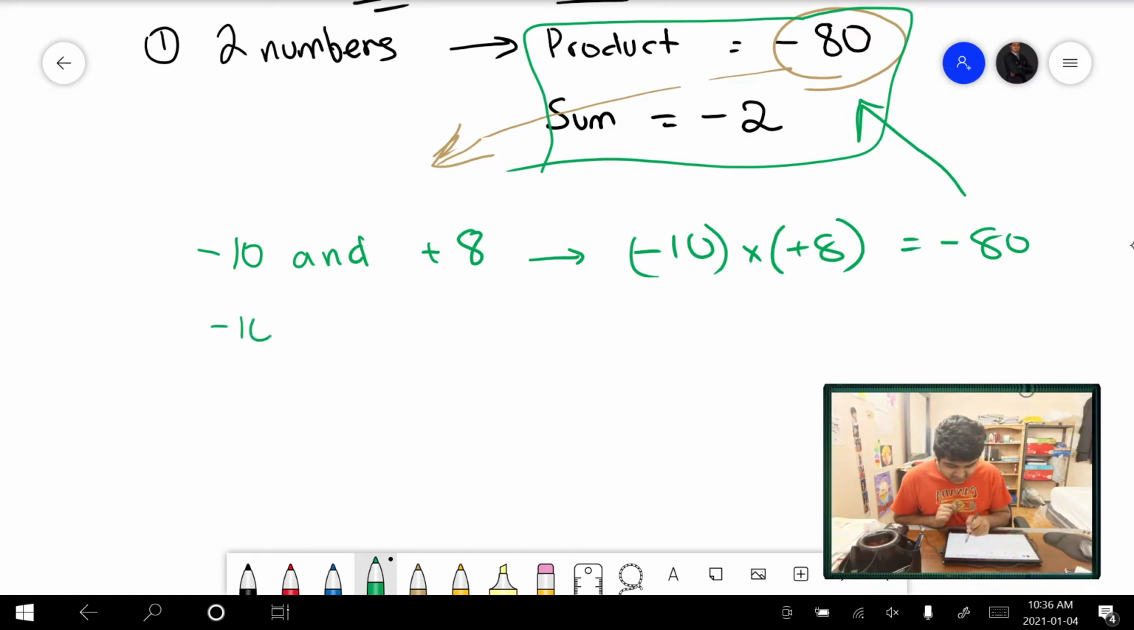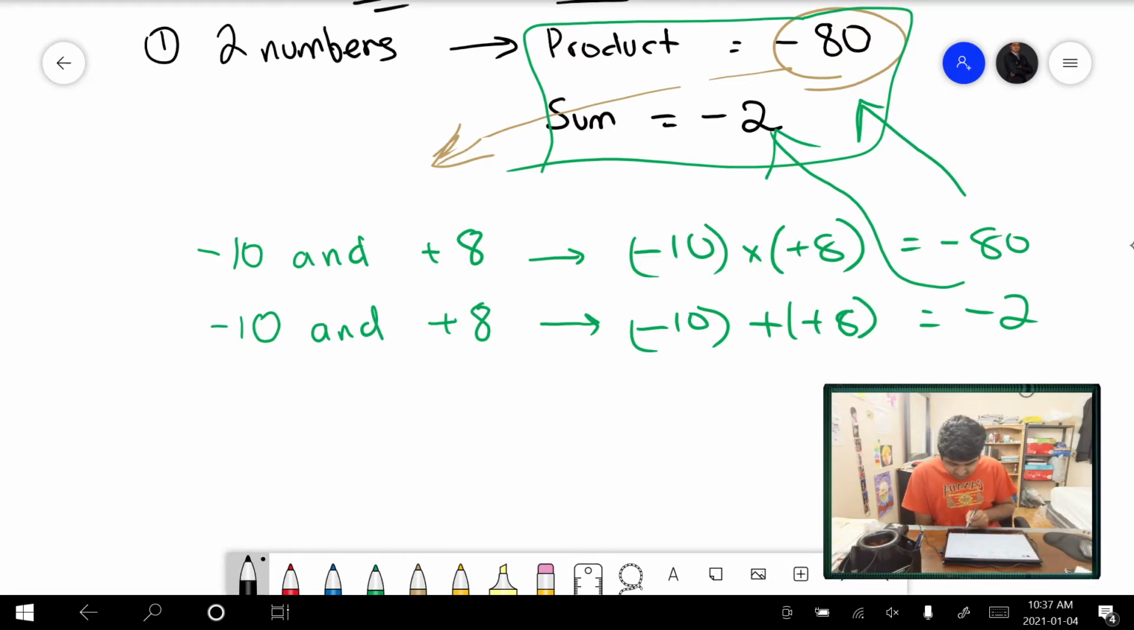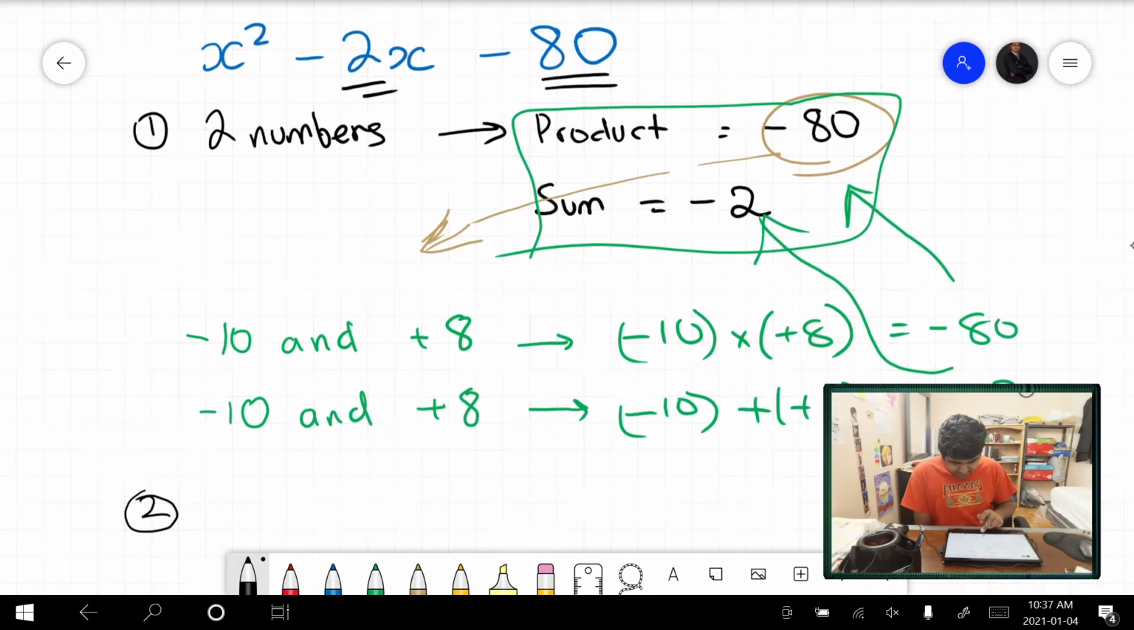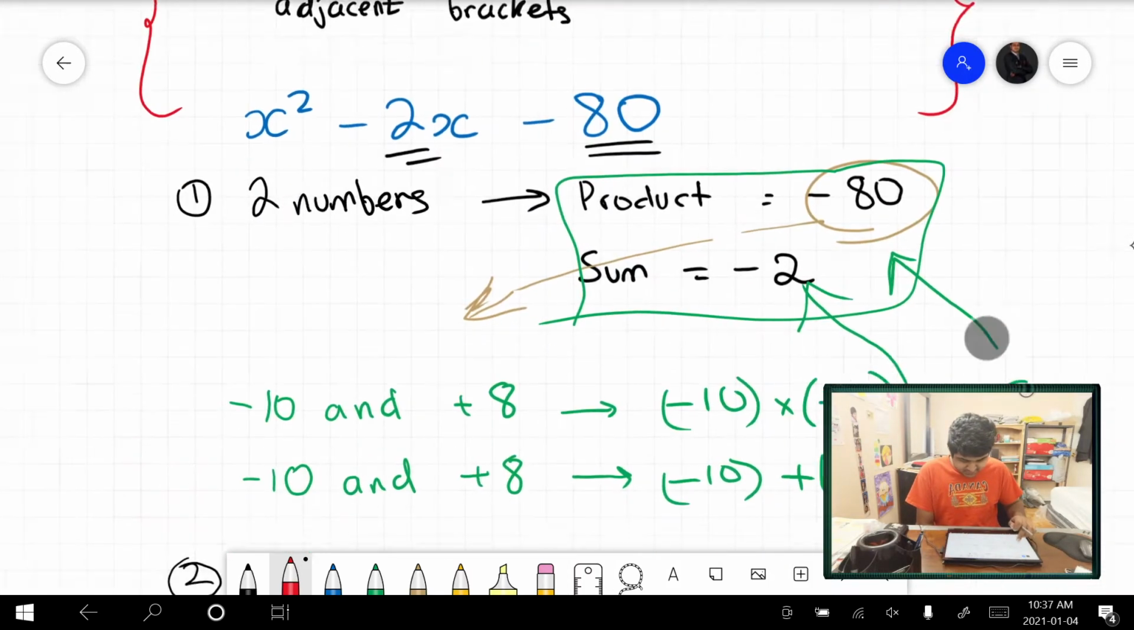And if we take negative 10 and positive 8, and we do negative 10 plus positive 8, we arrive at a value of negative 2, which is exactly what we wanted right over here. So we've got our two values that we need, the negative 10 and the positive 8, and now we just have to follow step 2, which, if we just go back to review, step 2 was to place m and n into the adjacent brackets, right?